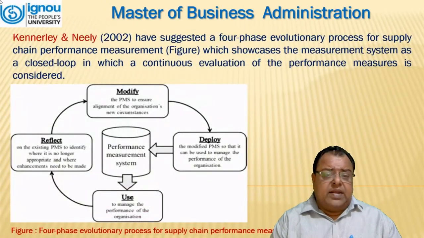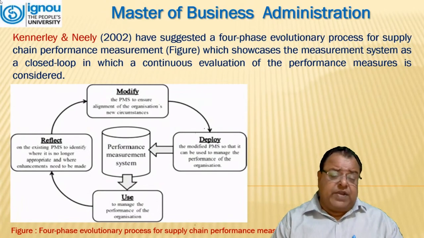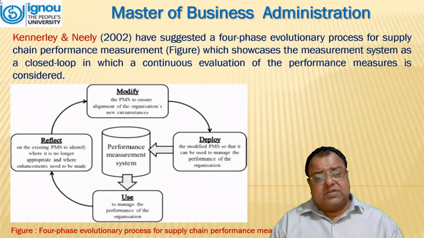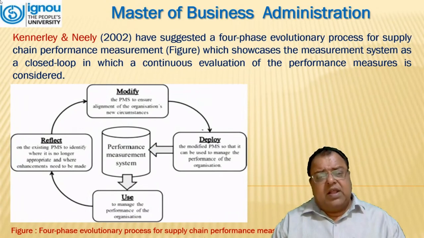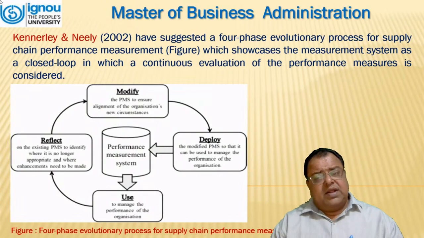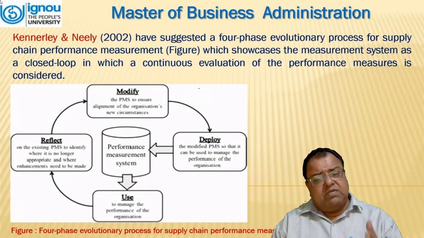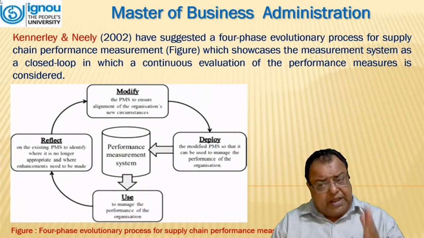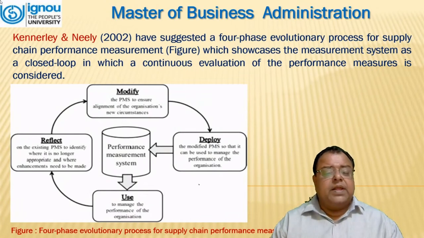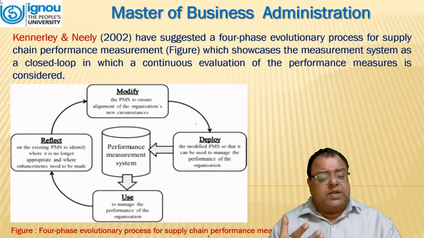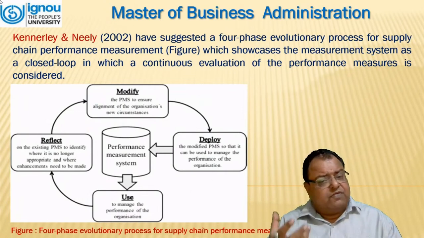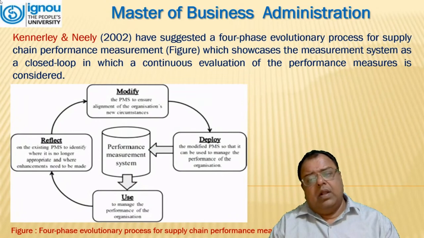Kennerly and Neely have suggested a four-phase evolutionary process for supply chain performance measurement, which is depicted in the figure, which showcases the measurement system as a closed loop in which continuous evaluation of the performance measures is considered. If we talk about the performance measurement system, it consists of four phases, that is modify, deploy, use, and reflect.